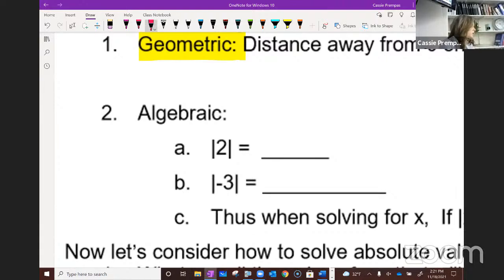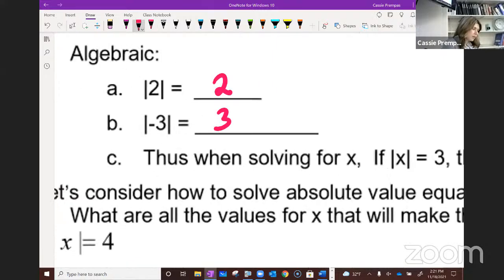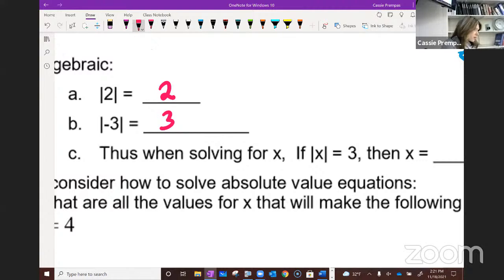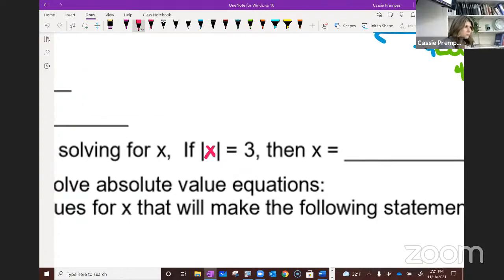If I ask you, what's the absolute value of 2? What would you say? 2. If I ask you, what's the absolute value of -3? What would you say? 3. Therefore, if I'm asking you to solve for x, and you have to find the value or the values of x that make this equation true, you could lean into your geometry definition and say, what numbers on the number line are 3 units away from 0? What would be your answer? Nice, 3 and -3.